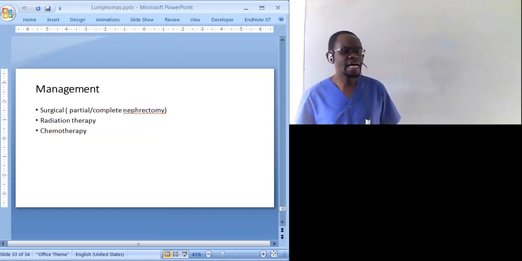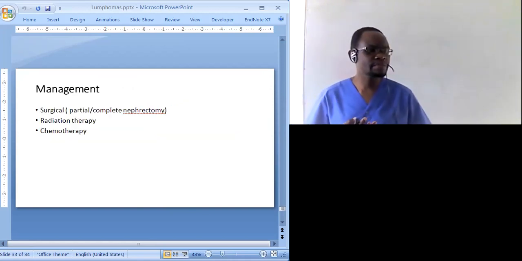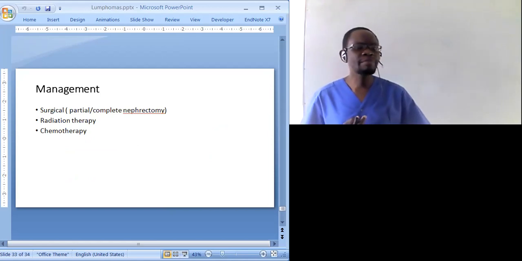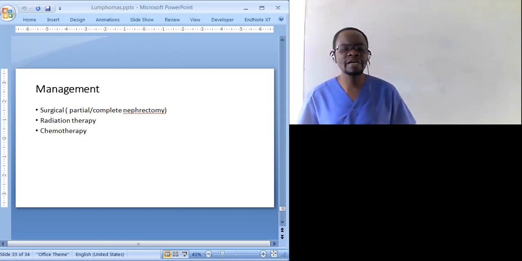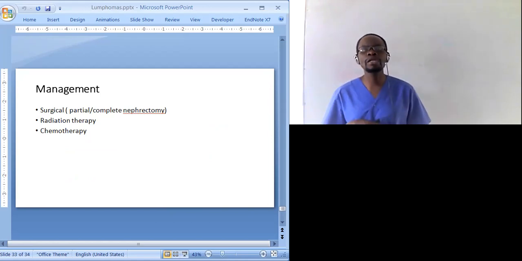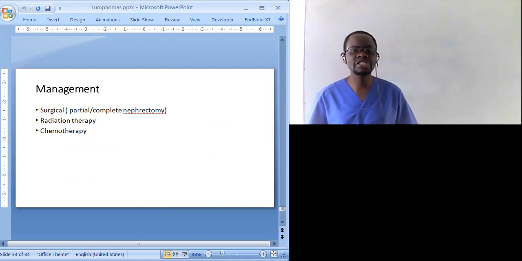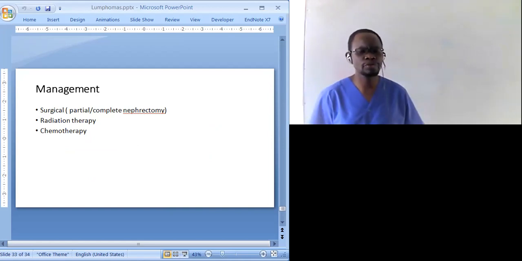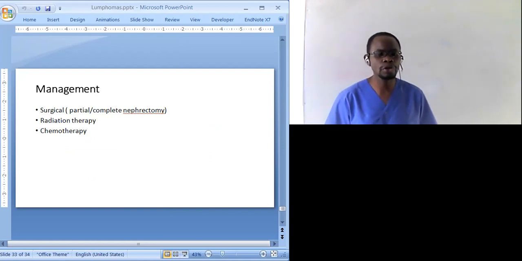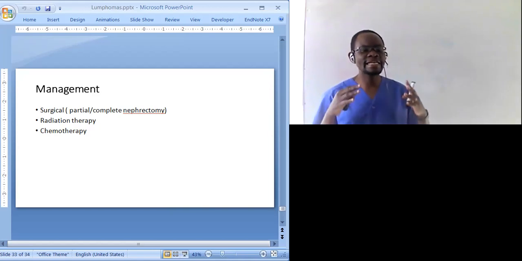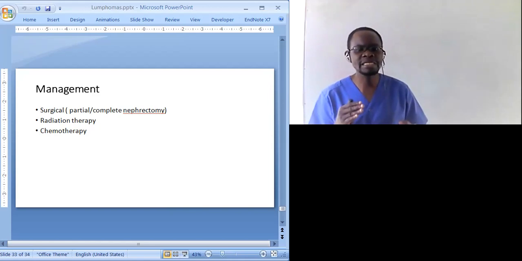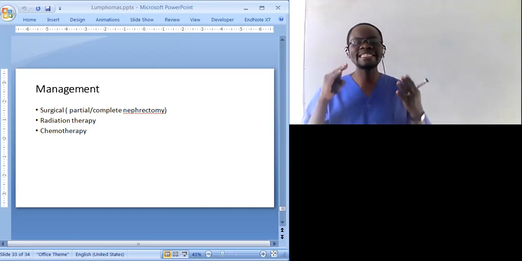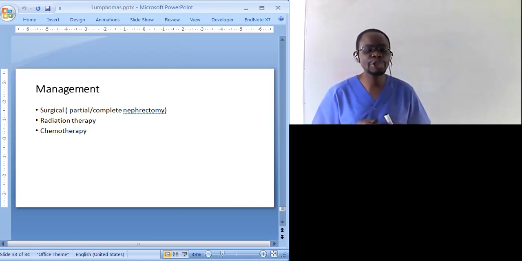And as far as management is concerned, maybe one other thing I did not talk about is that Wilms tumor is also staged. Of course, we shall not go into those details because we are not oncologists. But management will depend on the stage of this tumor.